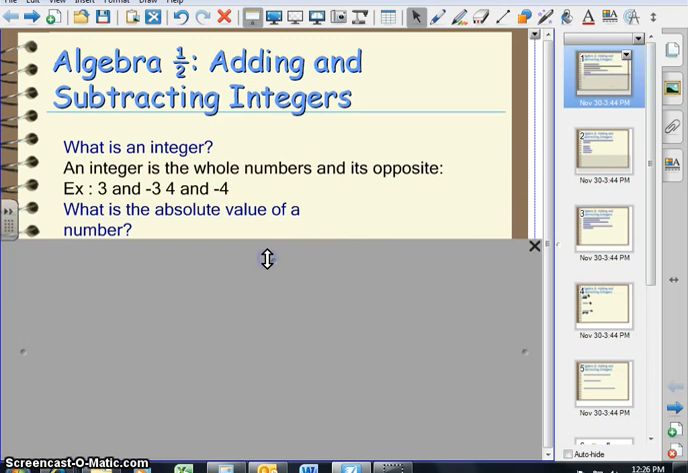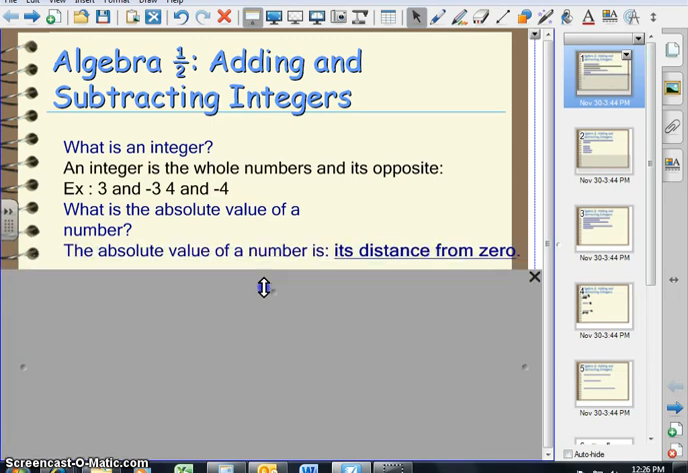To solve integers, we have to understand absolute value. The absolute value of a number is simply its distance from 0. So the absolute value of 3 would be 3 because it's 3 units away from 0. The absolute value of negative 3 would be positive 3 because its distance from 0 is 3.